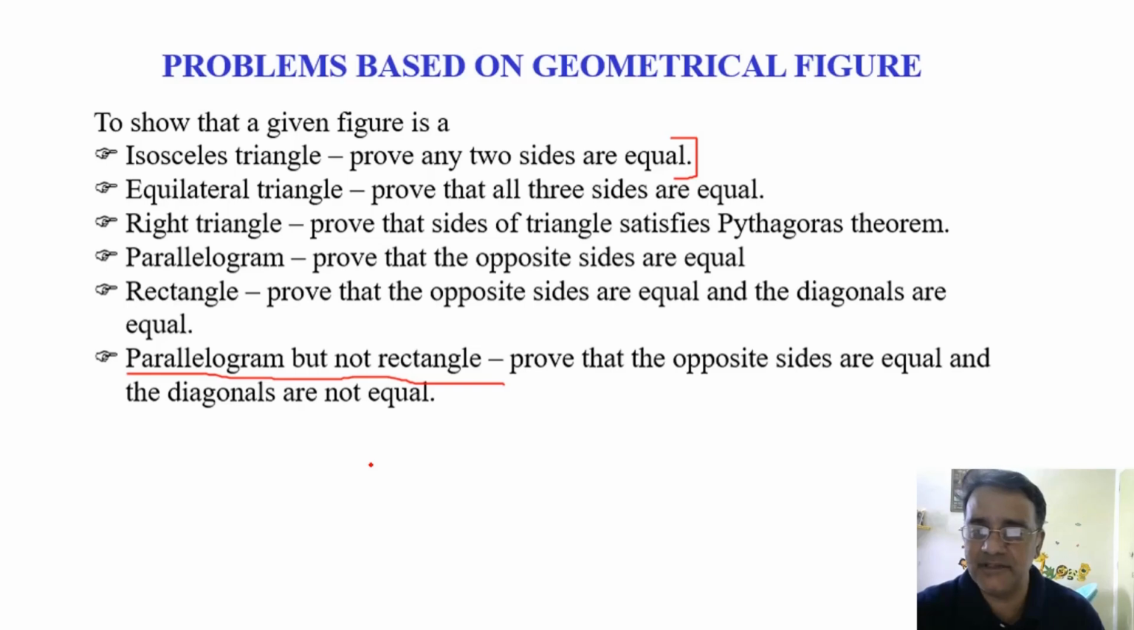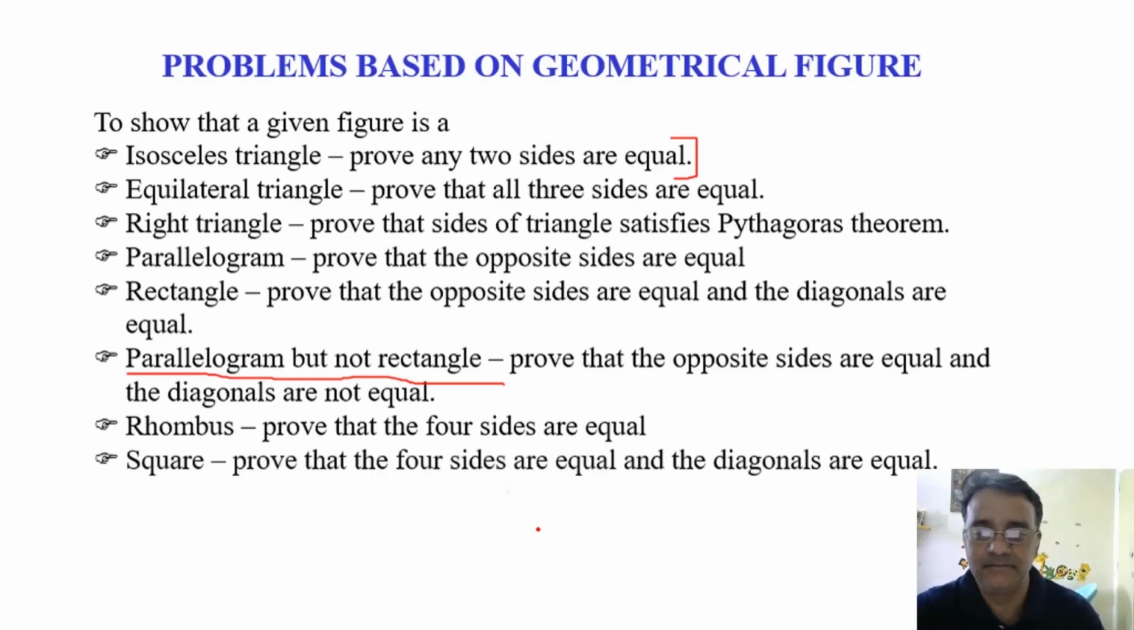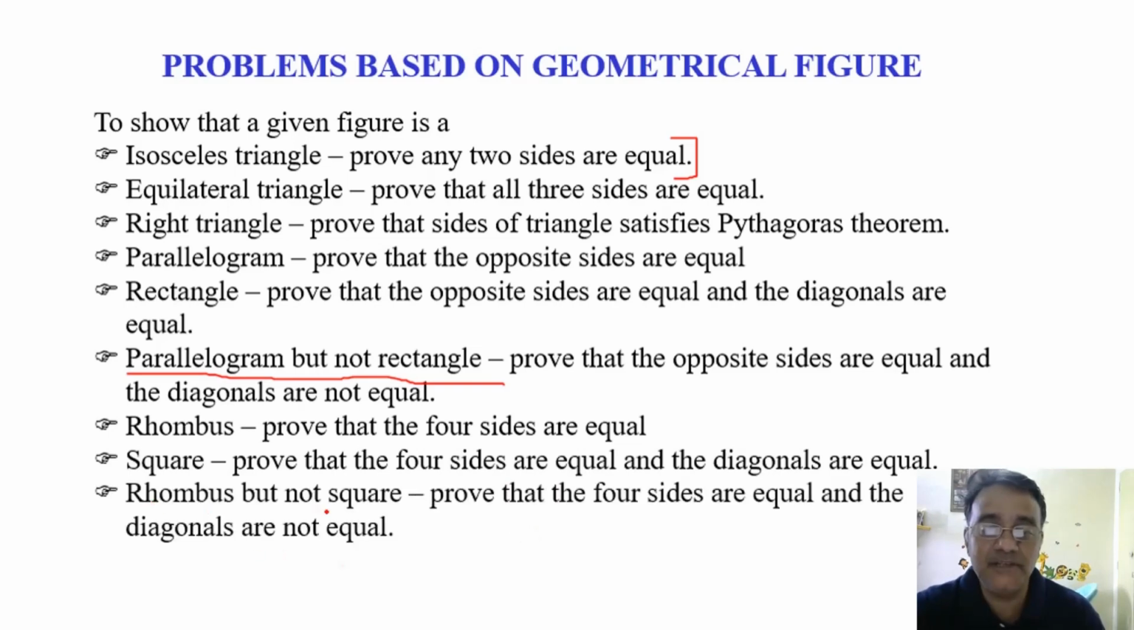Next one, rhombus. All four sides are equal. And for square, all four sides are equal and diagonals are equal. Rhombus but not square: all four sides are equal and diagonals are not equal. So these are the different types of triangle based questions and quadrilateral based questions. We'll take up one or two examples.